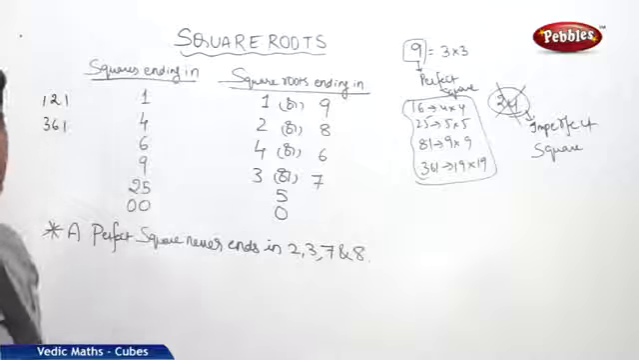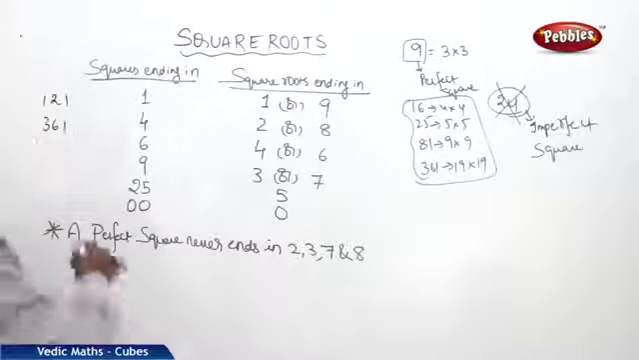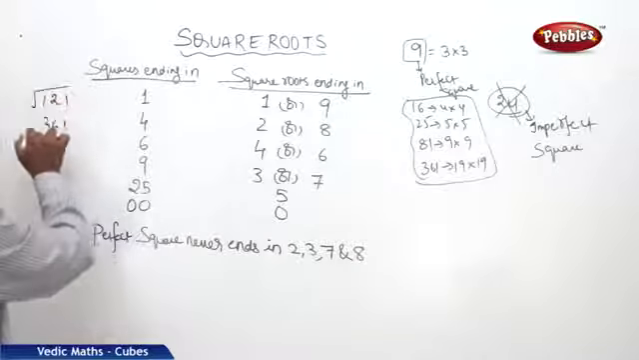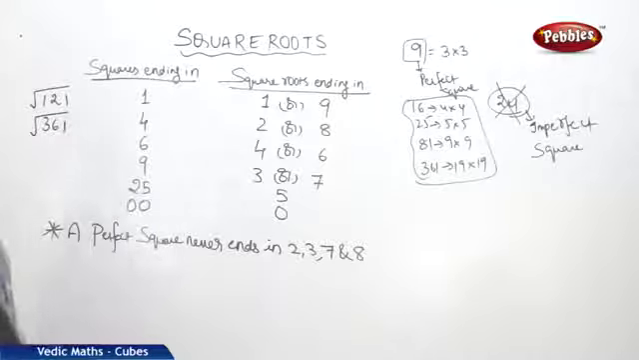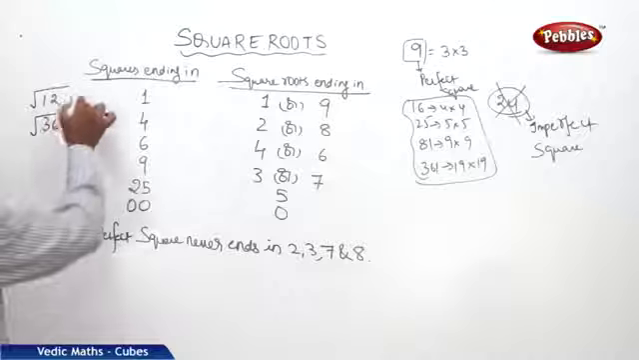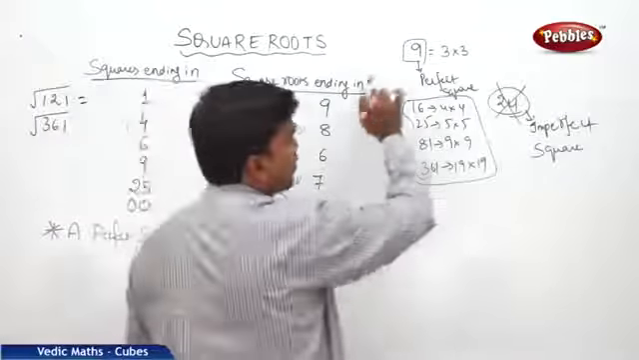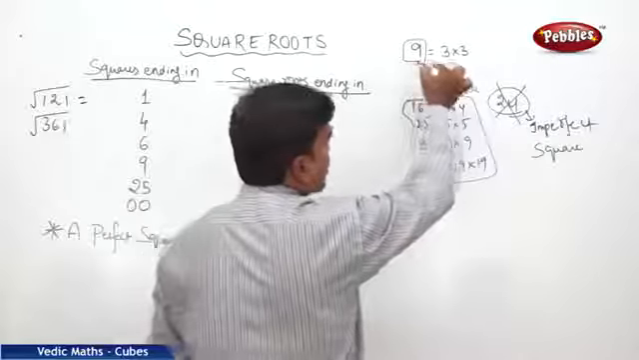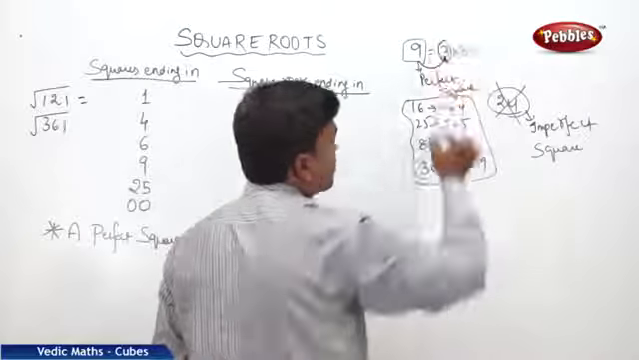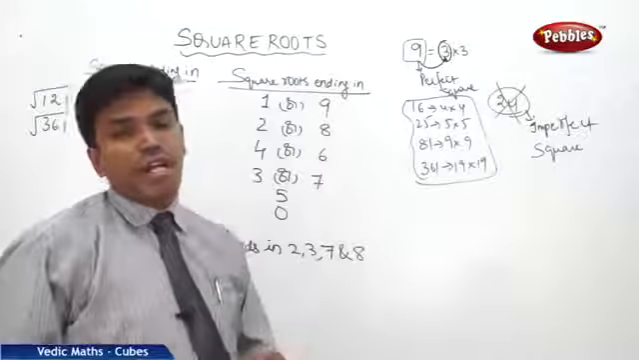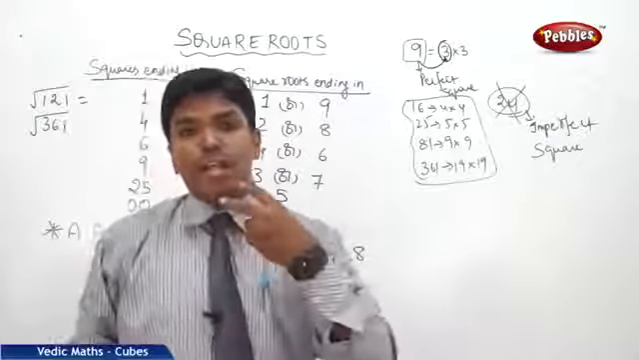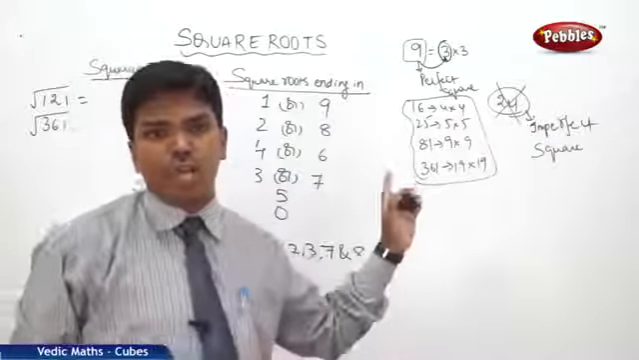121, 361. So what are these numbers? See, both numbers are perfect squares only. Perfect square numbers. Okay, so what is the square root of this one? Square root means what? Suppose if 9 is a perfect square, then the square root is nothing but 3. Why? Because it is a number multiplied by itself. Okay, we got that product.